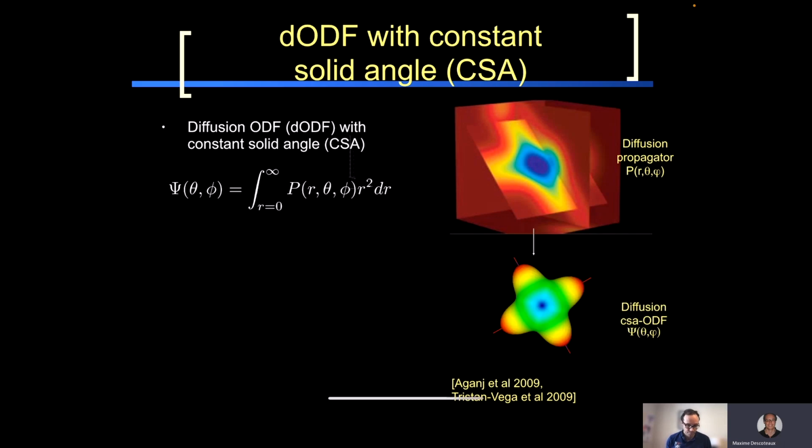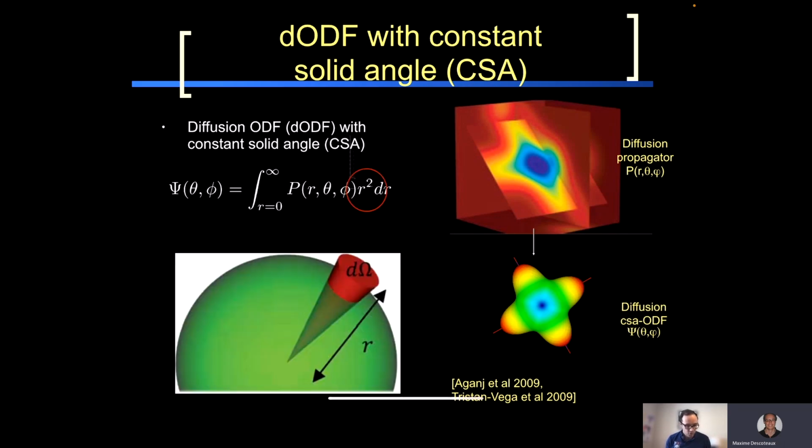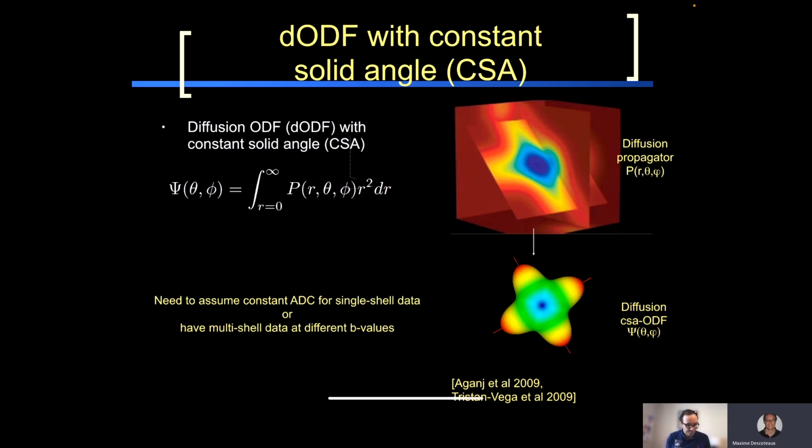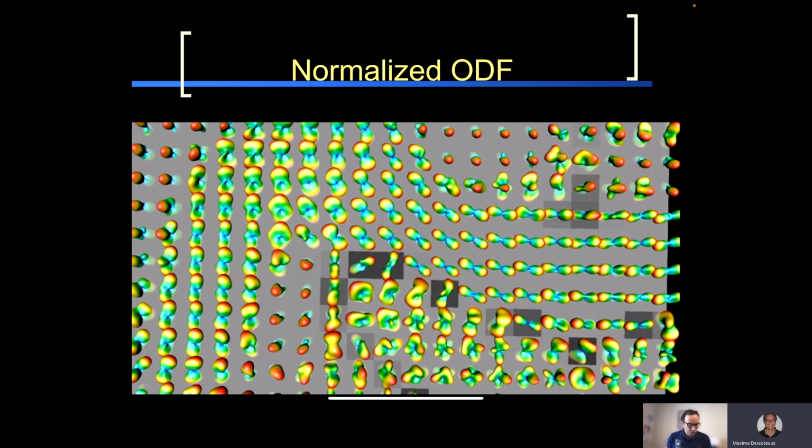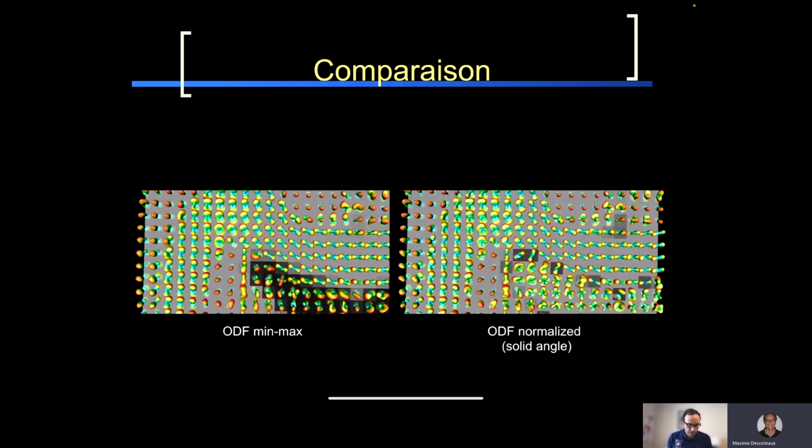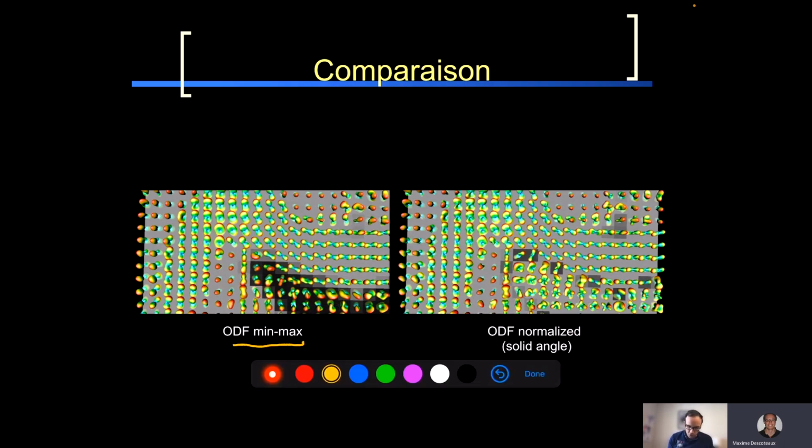So this was done in parallel by Aganj and Tristan Vega to basically give a bigger weight to diffusion signals that are further away in the propagator space. And if you do this, well, so this was the min-max normalized ODF, and now you can have the constant solid angle. So min-max normalization versus constant solid angle. So this is the CSA model, as you will see in my code.